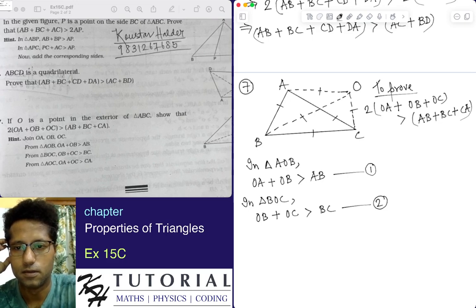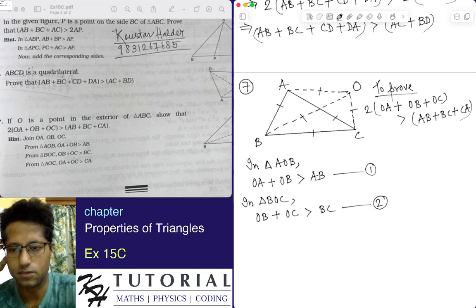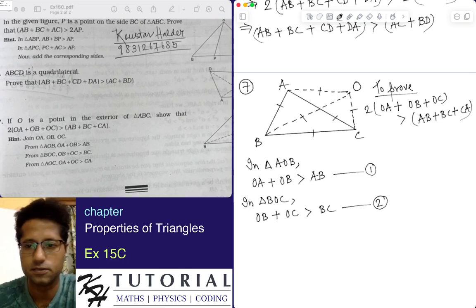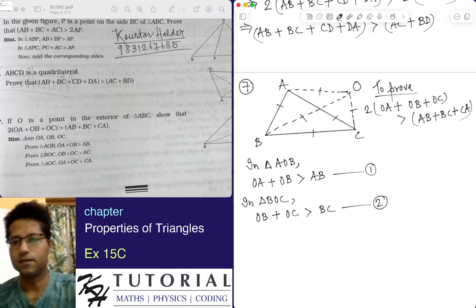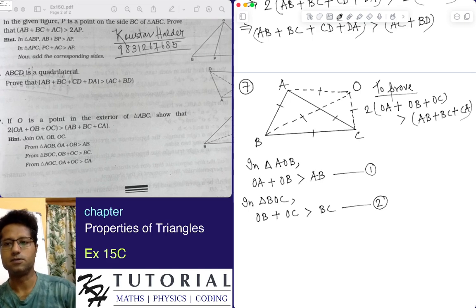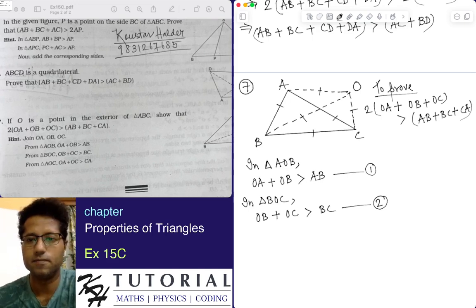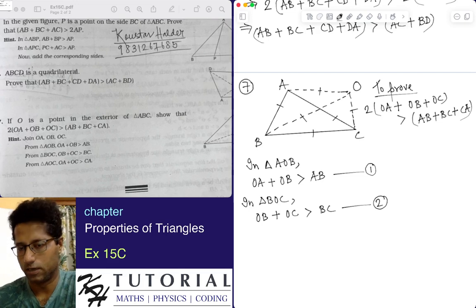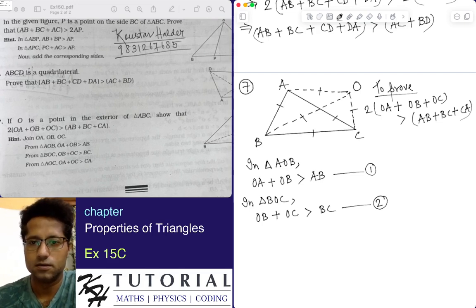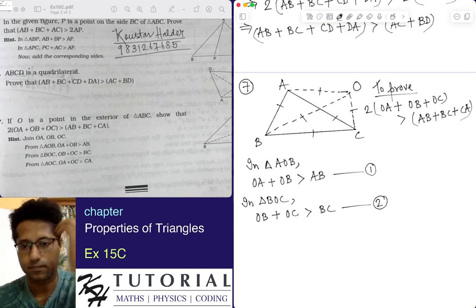triangle inequality. Since it has asked to prove something greater than something, and on the right hand side of the greater than inequality we have all the sides of the triangle ABC, we have to keep this in mind. That is the reason that while applying the triangle inequality in triangle AOB, I am considering that OA plus OB is greater than AB, so that I can add up all the triangle inequalities and have all the sides of the triangle ABC on the right hand side of the greater than sign.